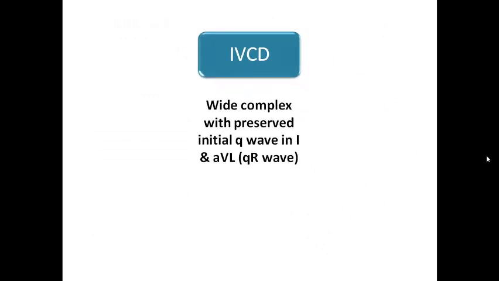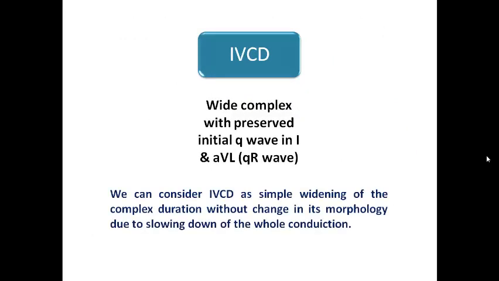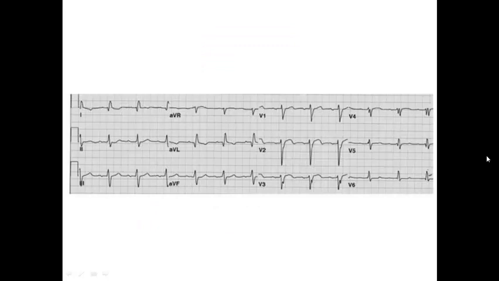So in intraventricular conduction delay, we could find just widening of the complex duration without change in its morphology, because it's just slowing down, not block in one of the bundle branches. So here, from the first impression, someone would say that there is left bundle branch block because of the complex morphology in V1, V2, and also V5, V6. But in 1 and aVL, we could find that there is still a preserved initial Q despite the wide complex, and so it is still intraventricular conduction delay, not left bundle.